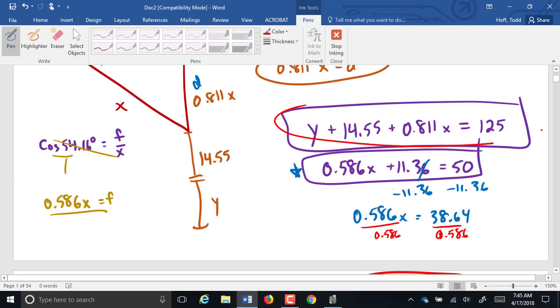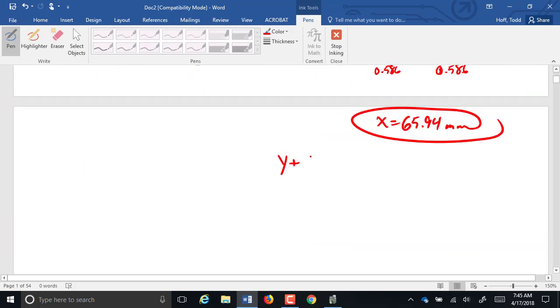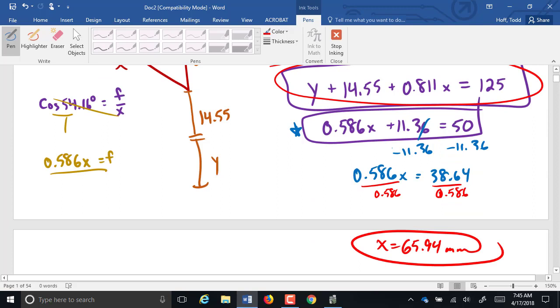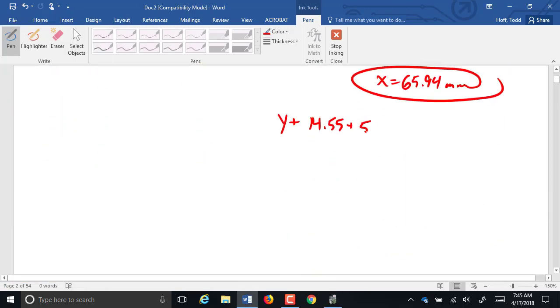Then to find y, we've got this one up here. Y plus 14.55 plus, now what I'm going to do is take that 0.811 times the 65.94. So times 0.811 gives me 53.48. Equals 125.